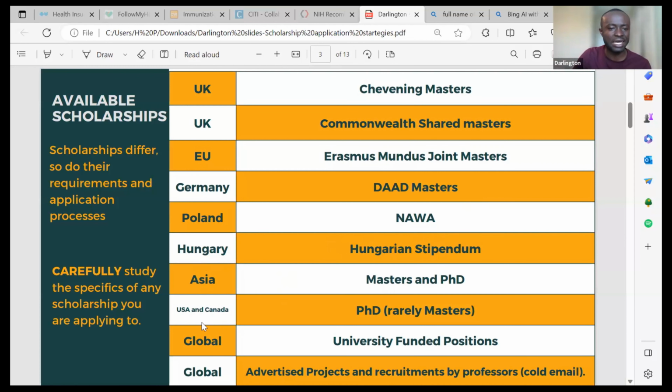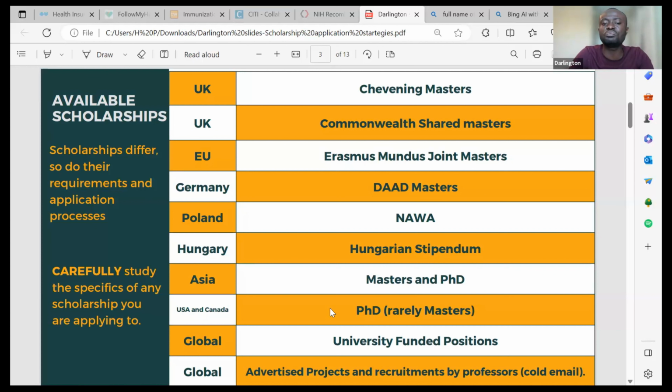The US and Canada, I group them together because their PhD scholarships are almost the same. So in the US and Canada, it's best you target PhD scholarships instead of master's, because it's very hard to get master's funding. Unless you want to pay for yourself, it's better you target a PhD, because a PhD is a job, okay? You are researching, it's a job. Or you are teaching, or you get a research assistantship or teaching assistantship. So you are being paid for the job you are doing while you also research. So it's easier to get a PhD.